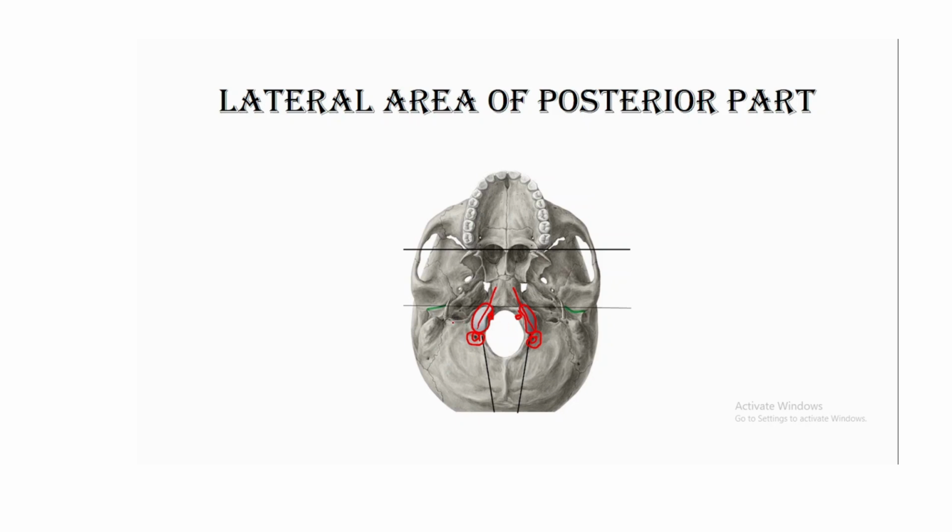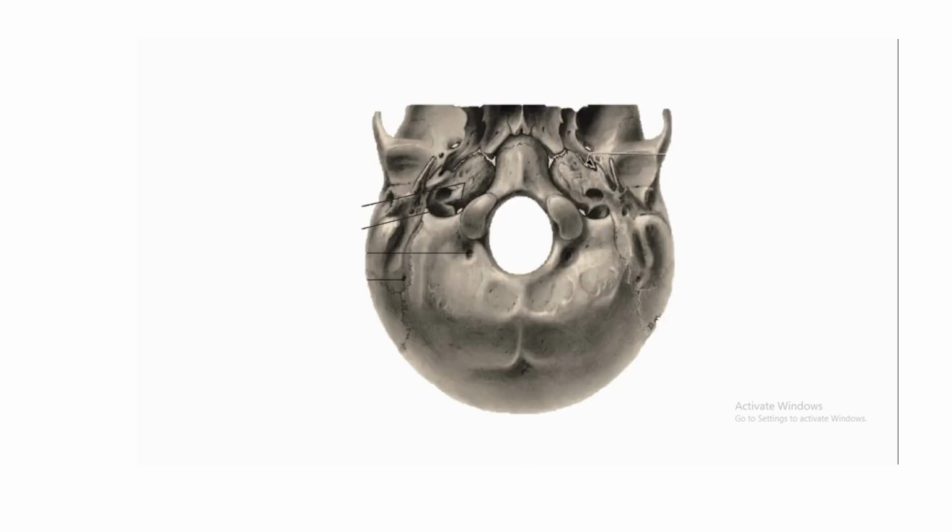Next is the jugular part of the occipital bone. These are the occipital condyle, the hypoglossal canal, and the condylar canal. Next, in this diagram we see a foramen between the petrous temporal bone and the occipital bone. This is the petrous temporal bone, and this is the jugular process of the occipital bone. Between the petrous temporal bone and the jugular process, there is a foramen called the jugular foramen.